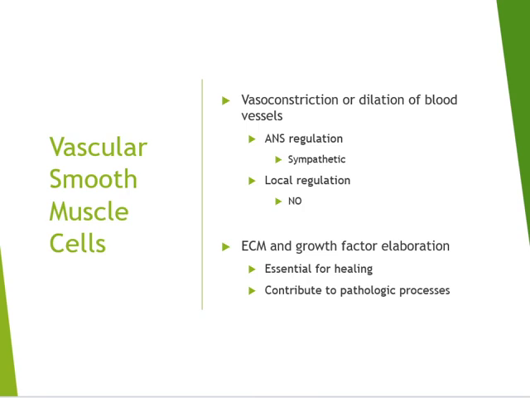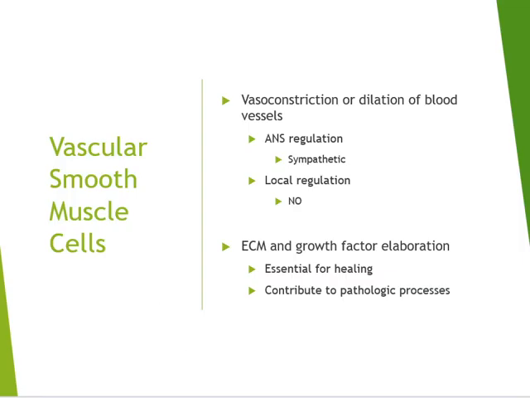So let's talk a little bit about those vascular smooth muscle cells that make up that tunica media, the middle lining of the artery wall itself. That vascular smooth muscle is responsible for both vasoconstriction, or narrowing of the arteries, and also dilation of those blood vessels. And this is largely controlled by ANS, or autonomic nervous system regulation. You'll see some of that in one of the video exercises that you're going to do. And then there's also some local regulation, specifically the actions of nitric oxide.